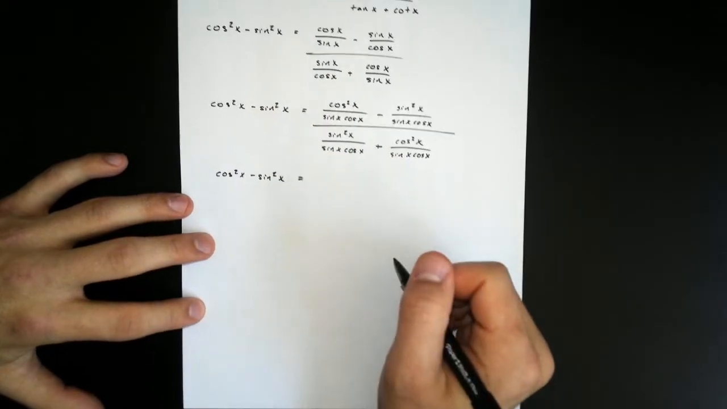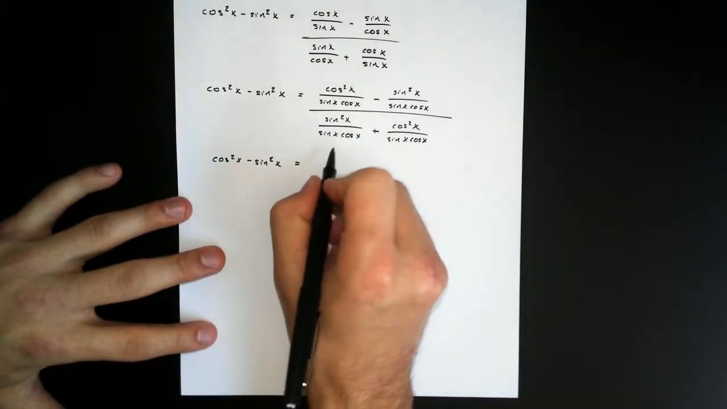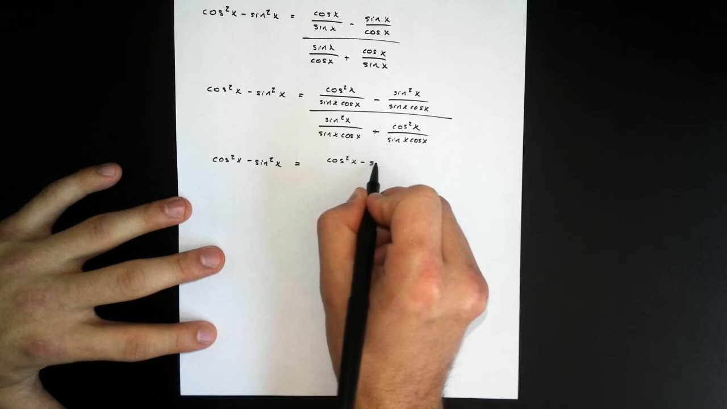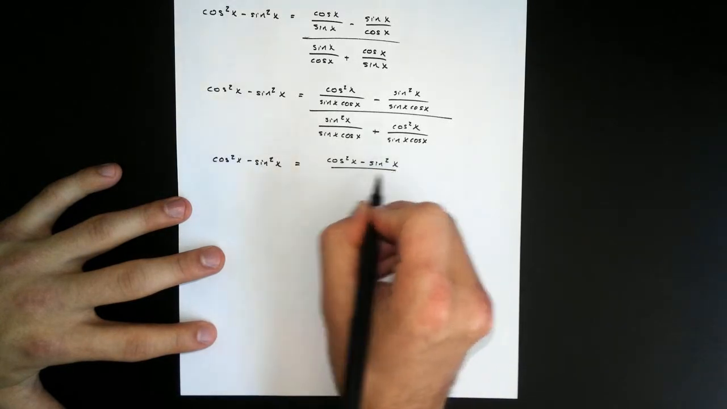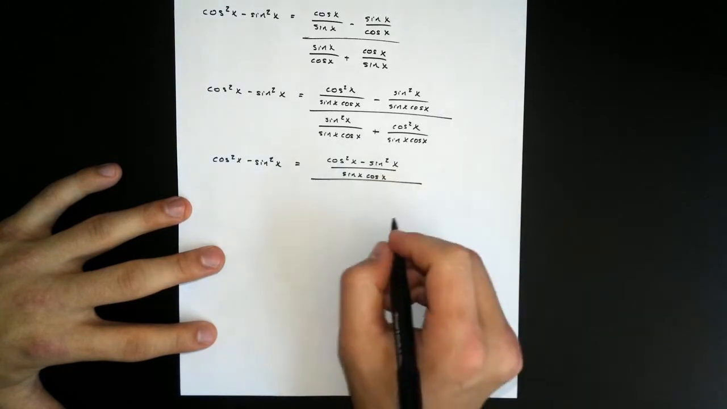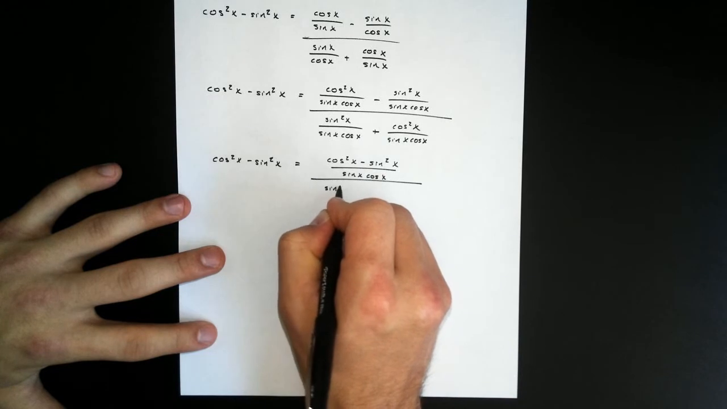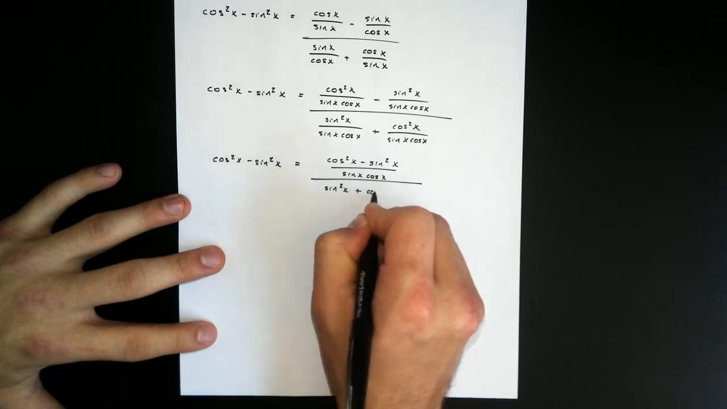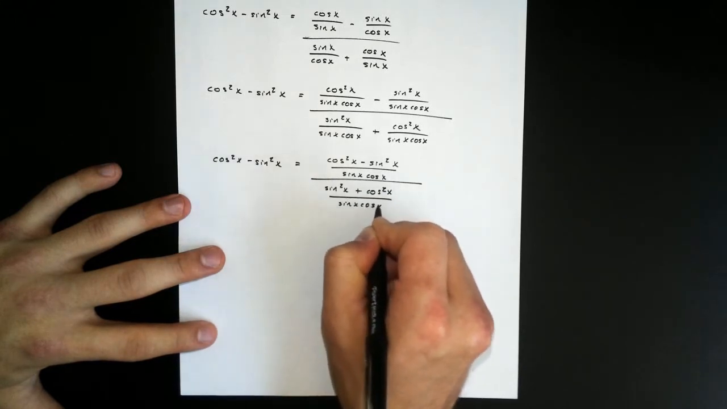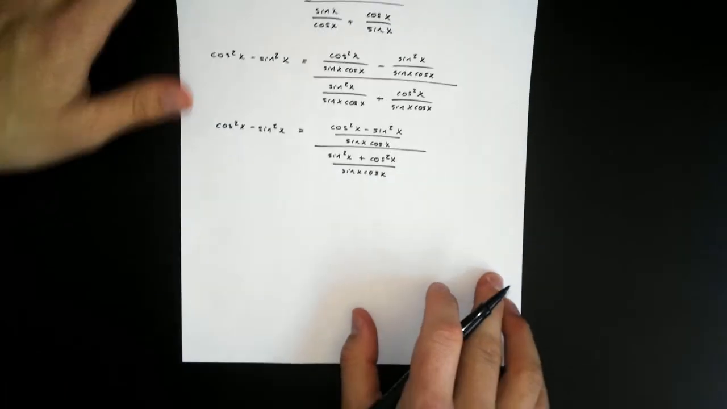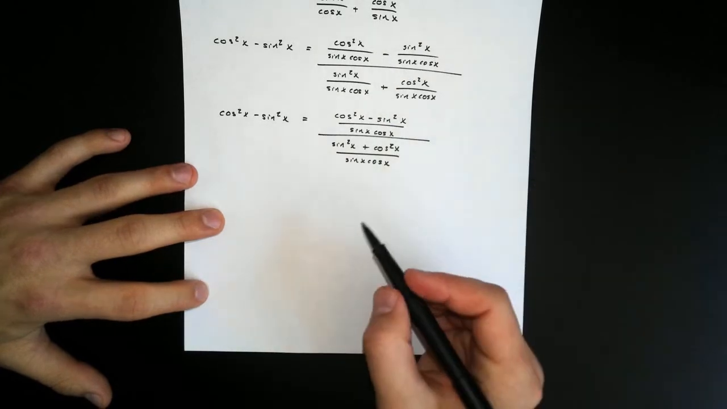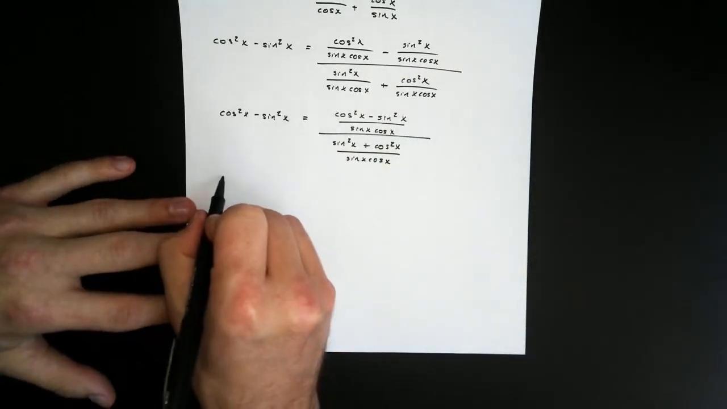Alright, so now we can combine our numerator and denominator together. So in the numerator, subtracting, we have cosine squared of x minus sine squared of x over our common denominator. And then in the denominator, we have sine squared plus cosine squared over that common denominator. So this is just one way to handle that complex fraction, but now we have one fraction in the numerator, one fraction in the denominator, and we can change this into multiplying by the reciprocal.